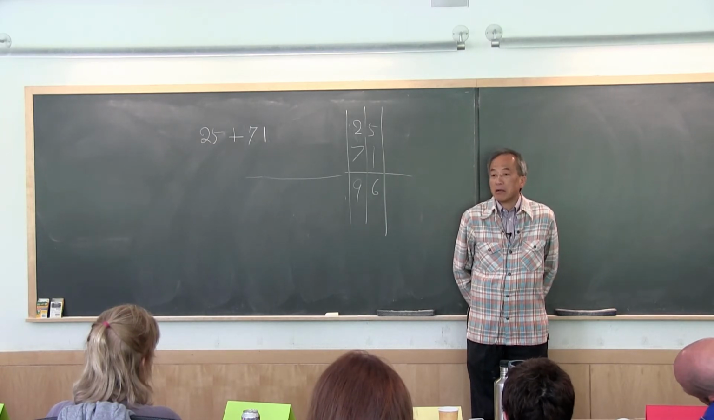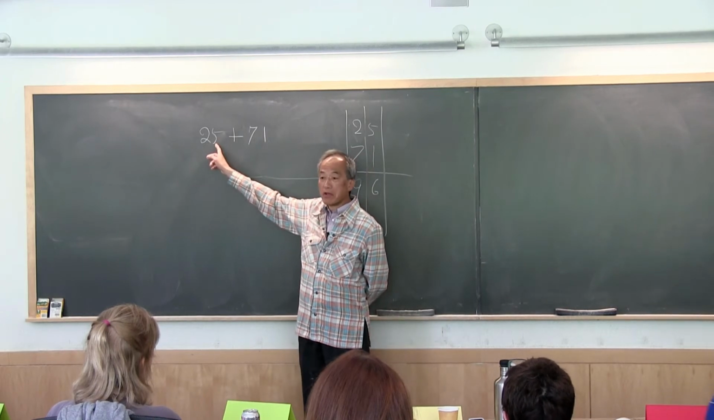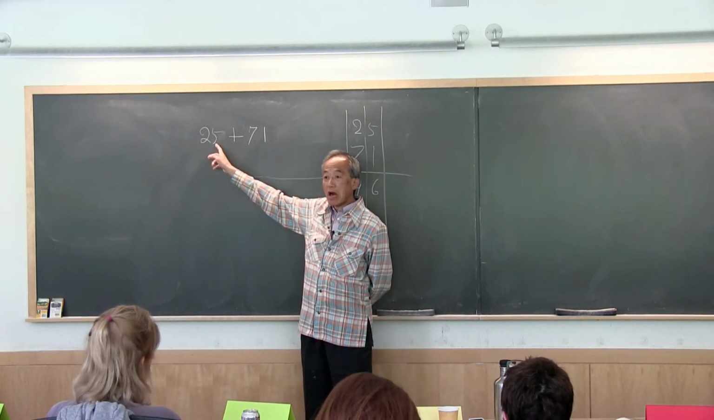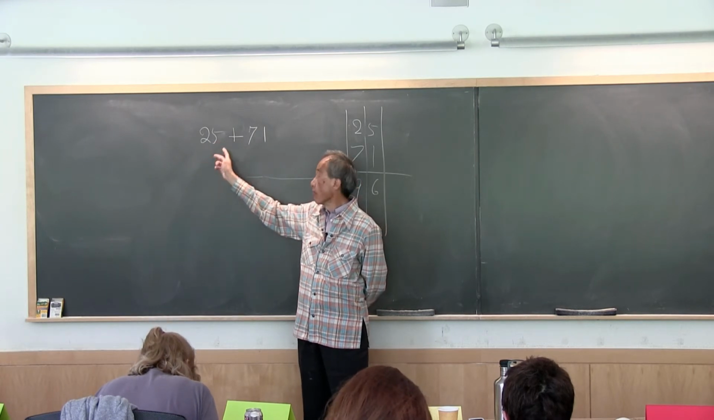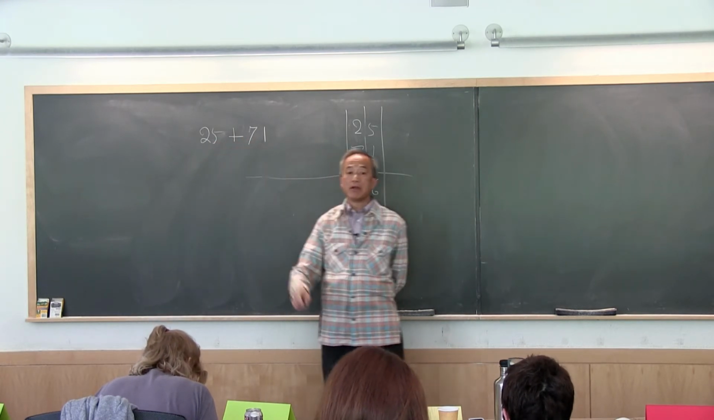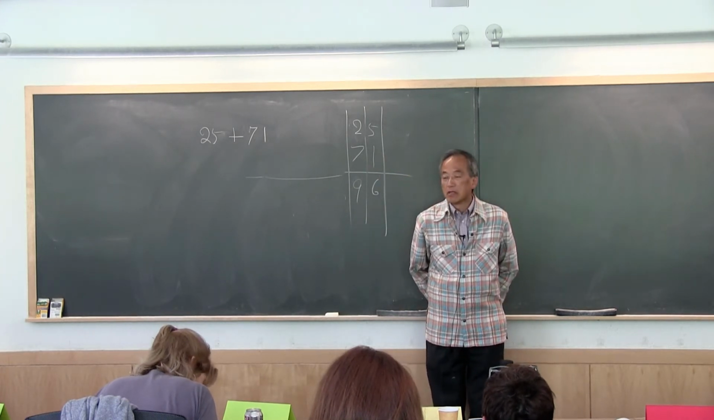Count, right? Count 71 steps from 25. So what are the chances that a first grader or second grader will get it right? Of course, I put 71 on purpose. I didn't say 71 plus 25. I said 25 plus 71.